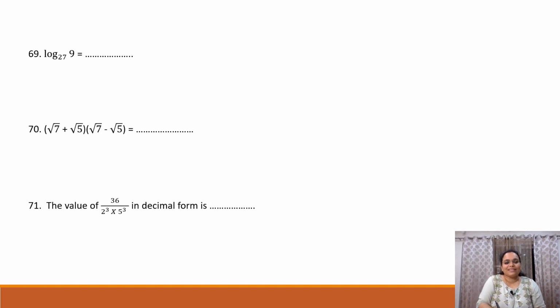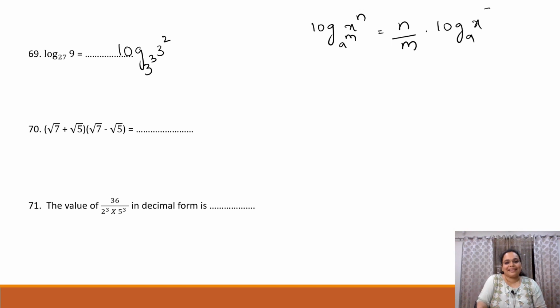So the next one is log 9 to the base 27. Let us simplify 9 as 3 square and 27 as 3 cube. This is in the form of log x power n, a power m. Right? That is n by m into log x to the base a. That is 2 by 3 into log 3 to the base 3. We all know this is 1. So your answer will be 2 by 3.